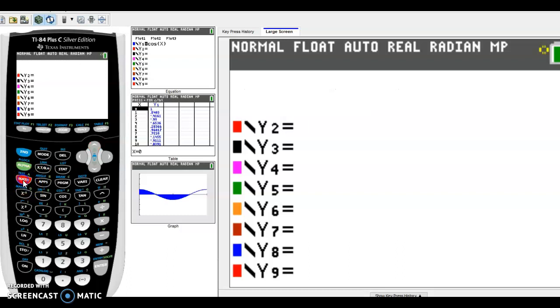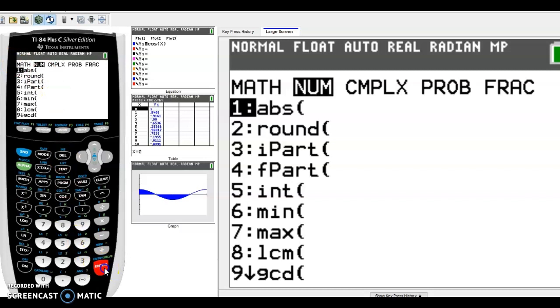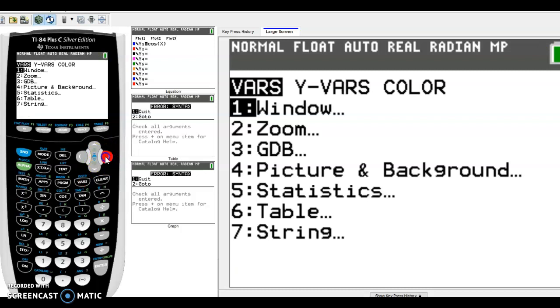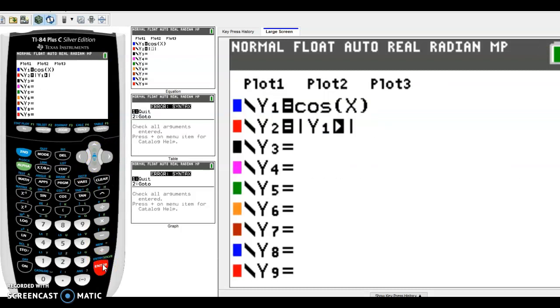So what I'm doing here is I'm going to hit the math button and go over to numeric, and then just use the absolute value function, which is number 1 there. And then in here, you could either type cosine of x. What I'm going to use is actually just say to the calculator, I'm going to hit the vars button, move over to y vars, and then put in y1. So it will take the absolute value of whatever's in y1.